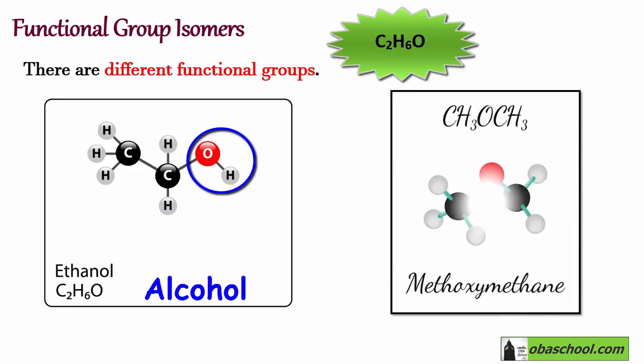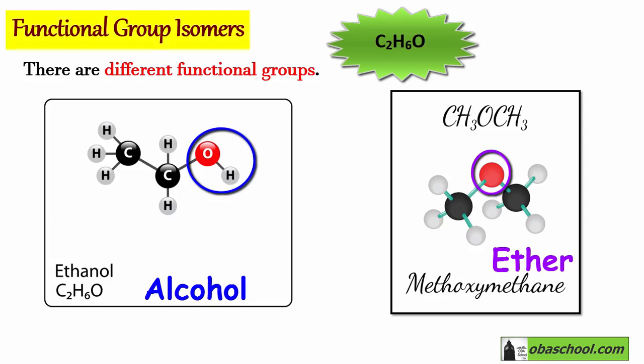Or we may have methoxymethane, which is an ether. So we have 2 carbon atoms, 6 hydrogen atoms, and 1 oxygen atom. This is the functional group, the oxygen atom. So this is an ether. So we have the same molecular formula, however, totally different functional groups. These are called functional group isomers.